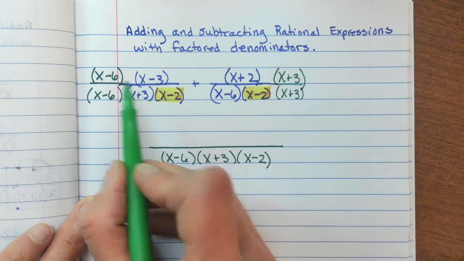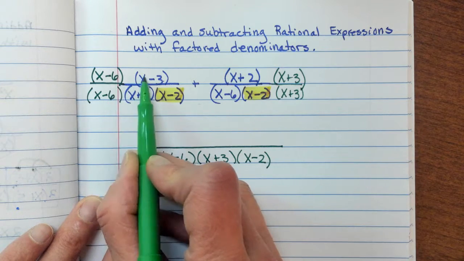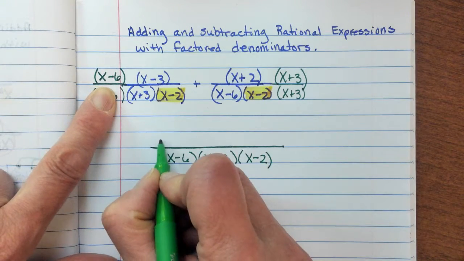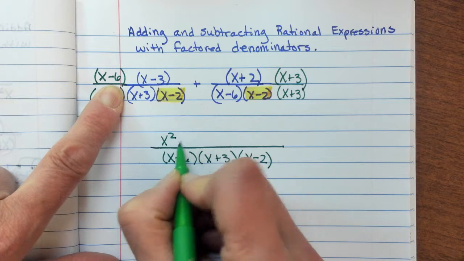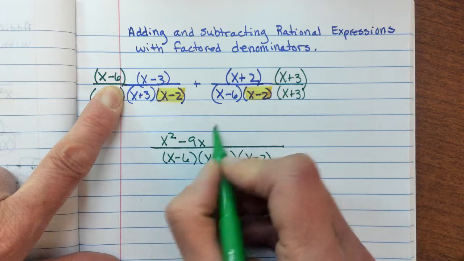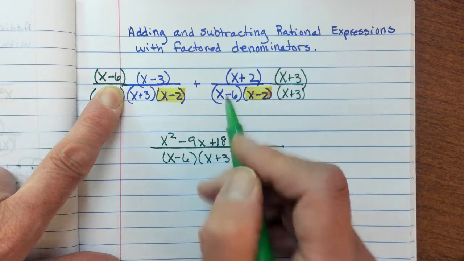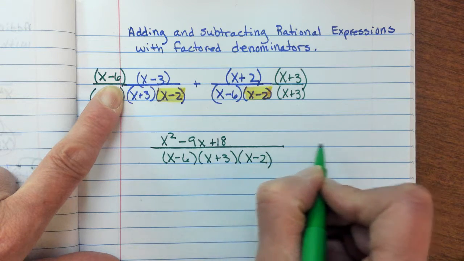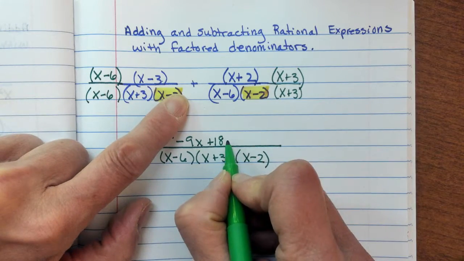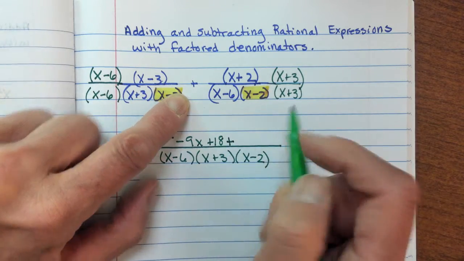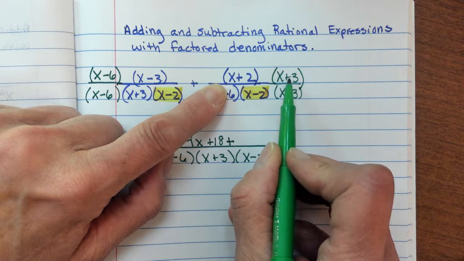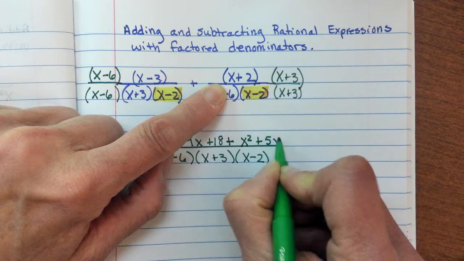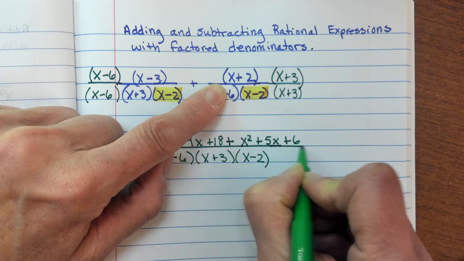So now what we have to do is multiply this numerator together. That's going to give me x squared minus 9x plus 18. And because this is a plus, I don't have to worry about changing any of my signs afterwards. So I can simply write the plus. Then I'm going to multiply this out, and that gives me x squared plus 5x plus 6.